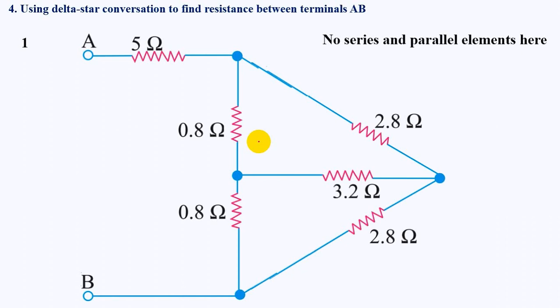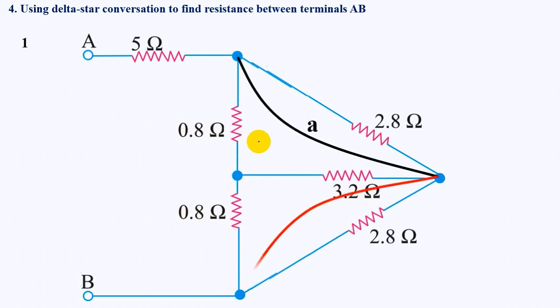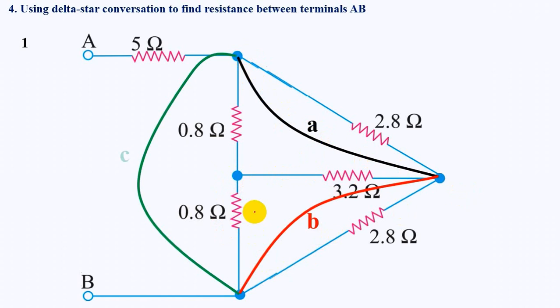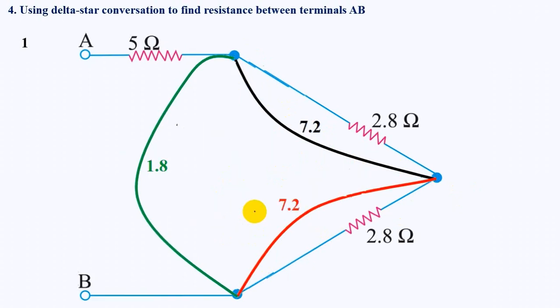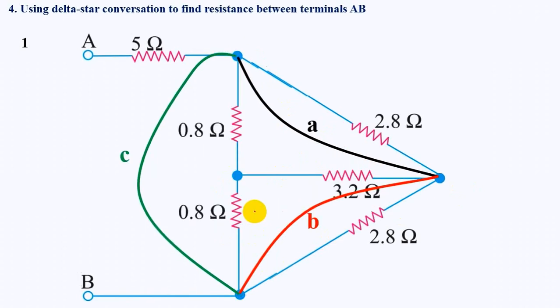You have to apply star to delta or delta to star transformation. So here I'll be using these three elements, which are in star, right? So let us join their ends. I'll call this A, B and C. So I'm utilizing these three, star is equivalent to delta as A, B and C, and I hope you know the formulas. After the formulas, the answer is 7.2, 7.2 and 1.8, right?